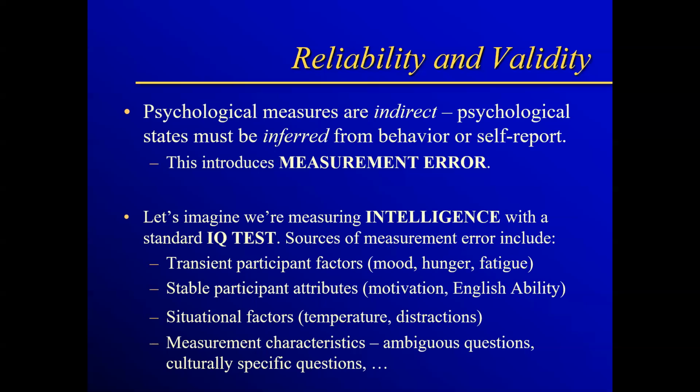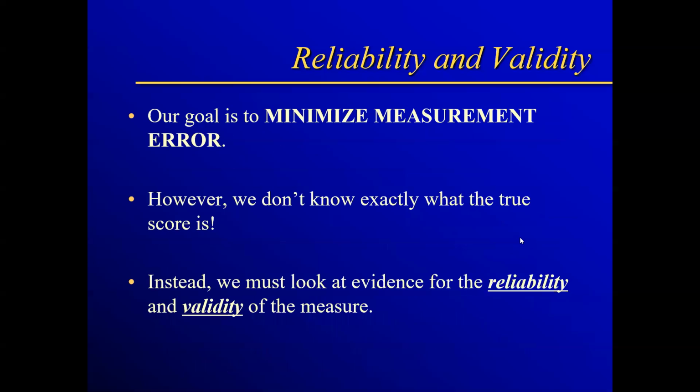So hopefully you can see why this would be a problem. If you're doing a psychological study and you have a measure of IQ, you want to limit or reduce as many of these factors as possible because you want that true IQ score. You don't want all this other stuff affecting your score. So our goal is to minimize measurement error. But there's a problem. We don't know exactly what the true score is.